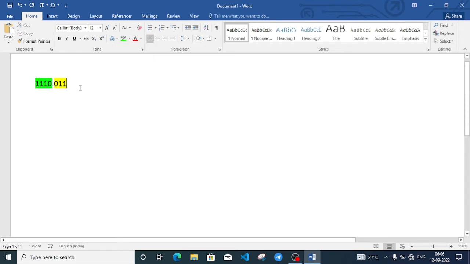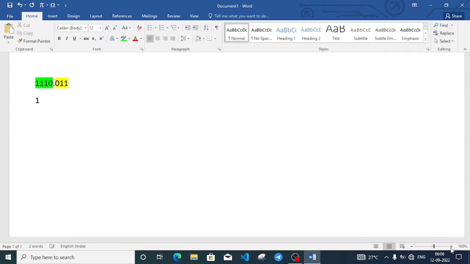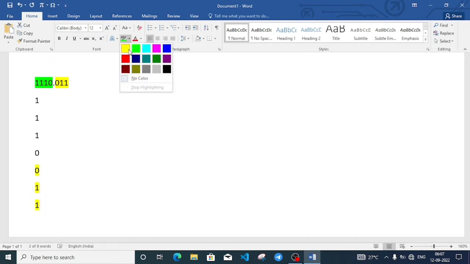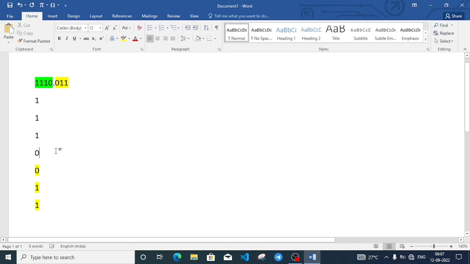First, we write the number line by line: 1, 1, 0, then the fractional part 0, 1, and 1. Here, this part is known as the fractional part, so we have to remember it, because for this part we have to do a slightly different calculation. Now we will multiply each digit by 2.